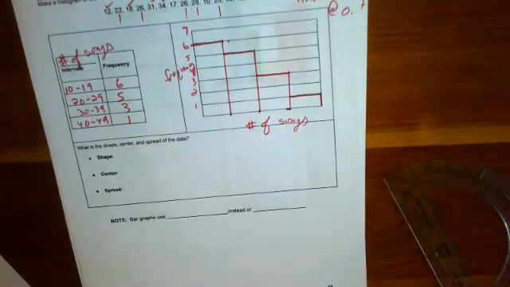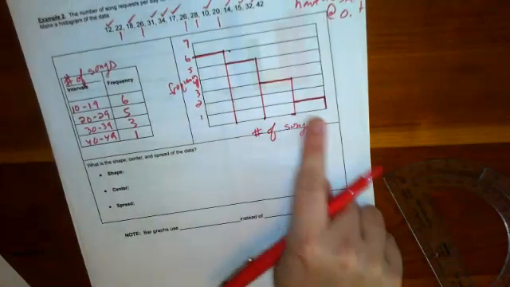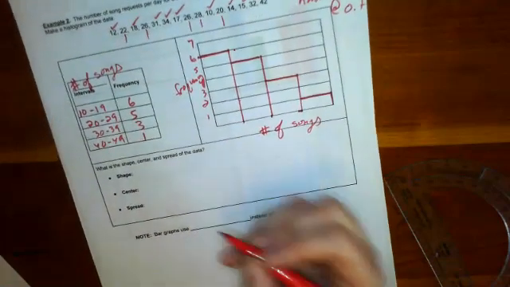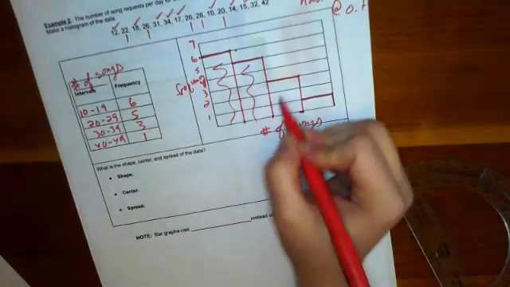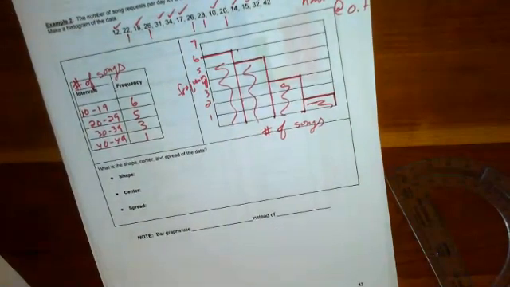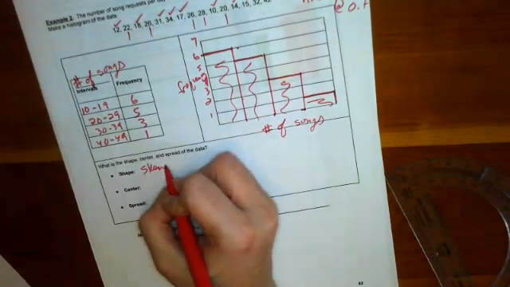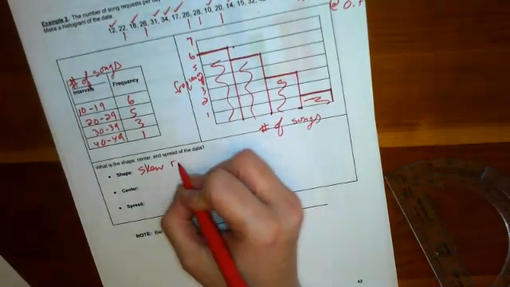Now we're going to answer our questions. What is the shape, center, and spread of the data? The shape, well, I hope you guys noticed the tail is to the right. So we're going to have a shape. Oops, let's color those in. Okay, our shape is going to be skewed to the right.